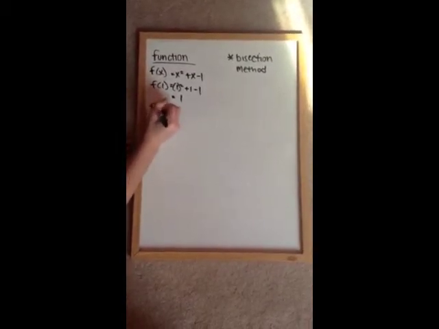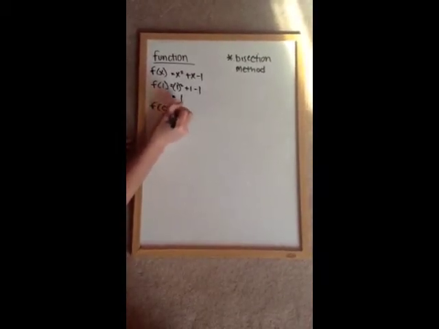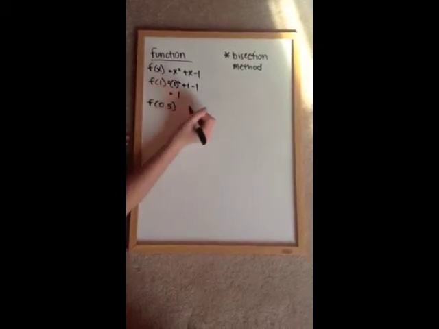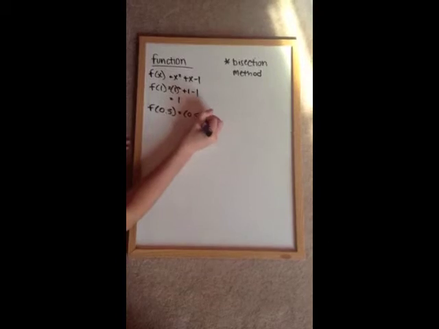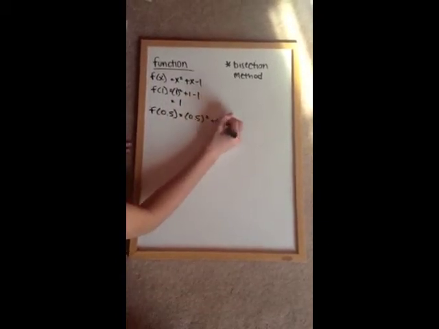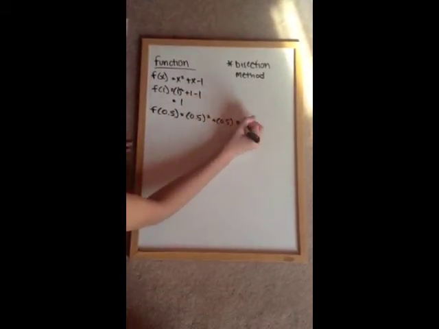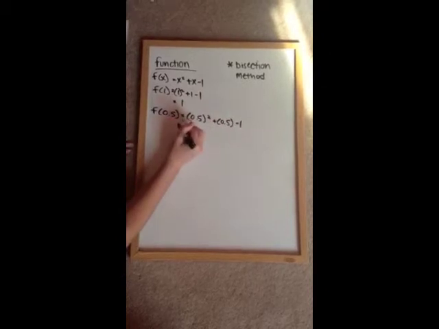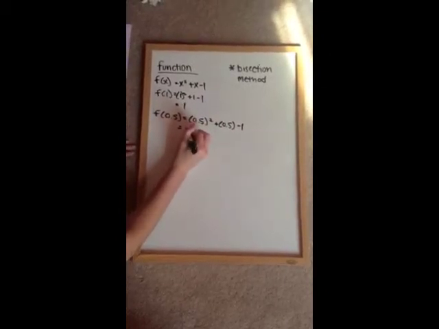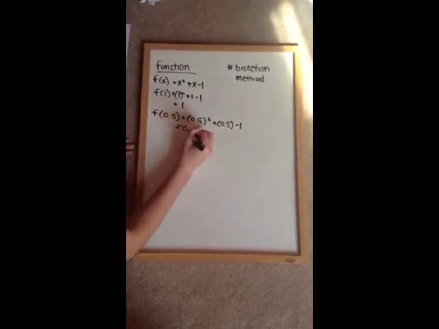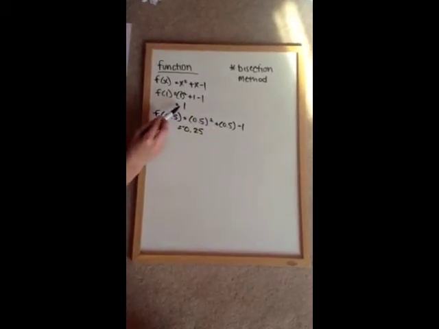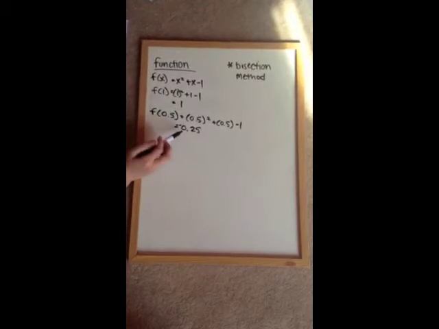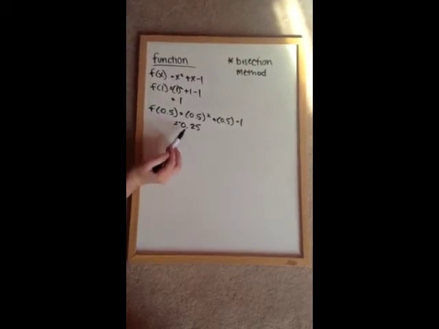So once we plug in 0.5, we'll have 0.5 squared plus 0.5 minus 1, which will equal negative 0.25. And here you can see that this went from a positive to a negative, so that means that there is going to be a 0 in this.